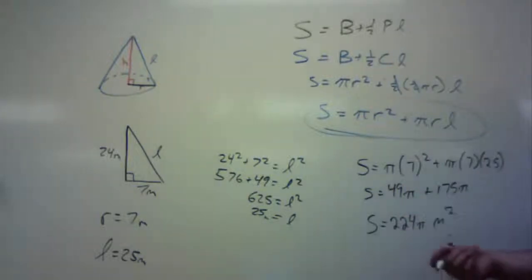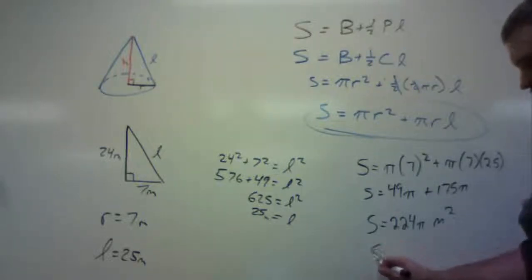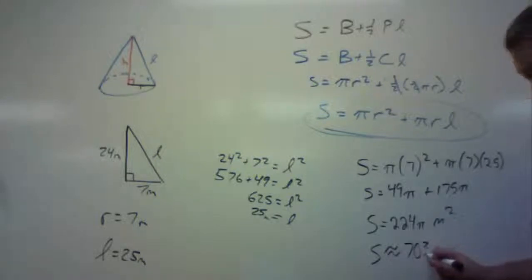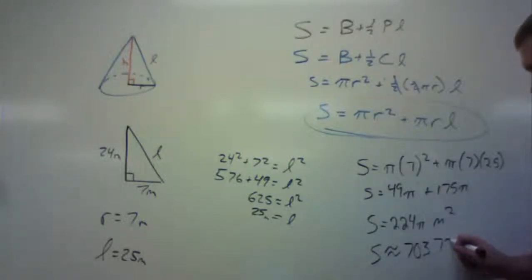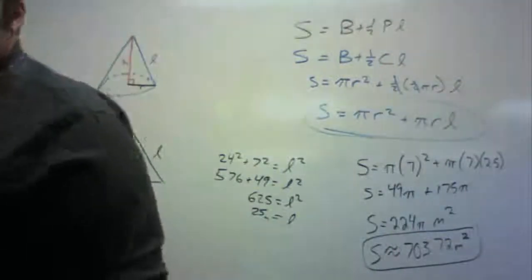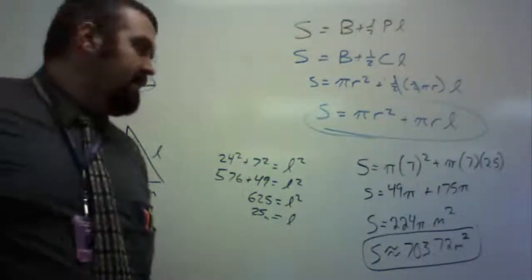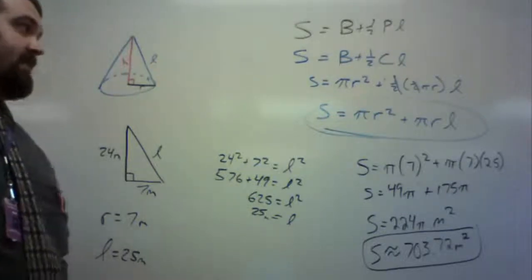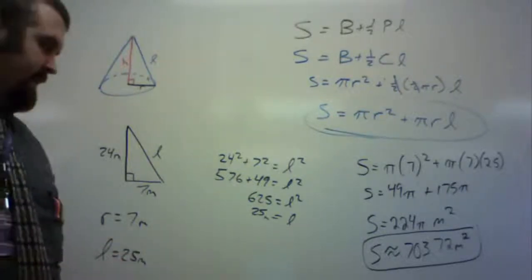It looks nice. It's exact. It's a better answer than if I plug it into a calculator. However, I would also accept this answer. The surface area is approximately equal to 703.72 meters squared. Either answer, I'd prefer the pi unless it says give me the nearest hundredth and so on and so forth.